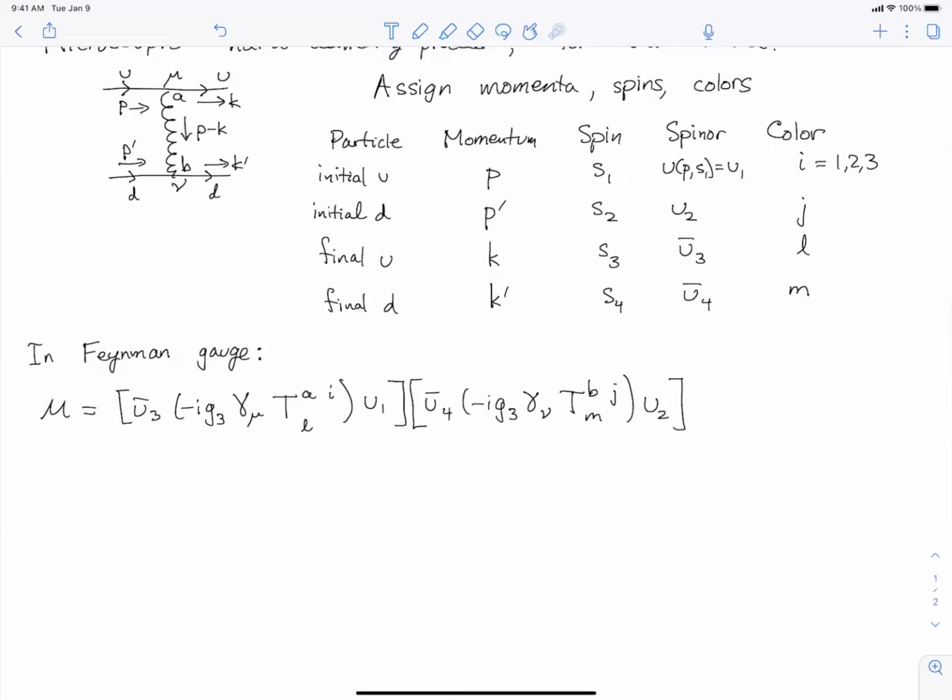Okay, and then we've done the fermion lines, and finally we have to do the gluon propagator. So that factor looks like this: minus i g_{μν} δ^{AB} over (p minus k) squared. Remember, gluon propagators don't change the gluon color. That's why it's δ^{AB}. And in Feynman gauge, it's just proportional to the metric g_{μν}.